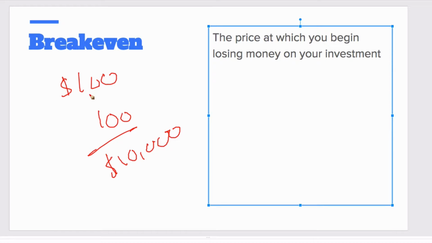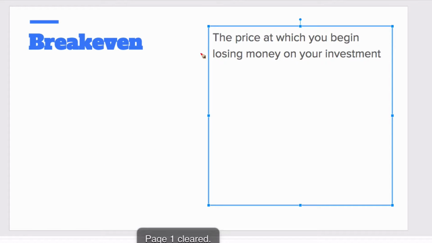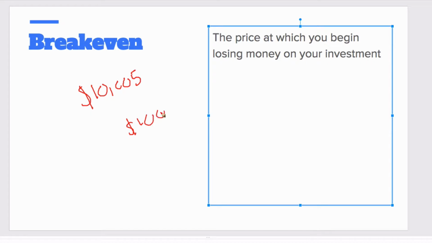Basically, your break even is the stock being at $100. The second the stock goes down to $99, you start losing money. So on a standard stock purchase, your break even is essentially the price you paid. Technically, it's the price you paid plus commission. But again, commissions are so low. If you imagine you buy that stock, you spend $10,005, and the stock is currently at $100.